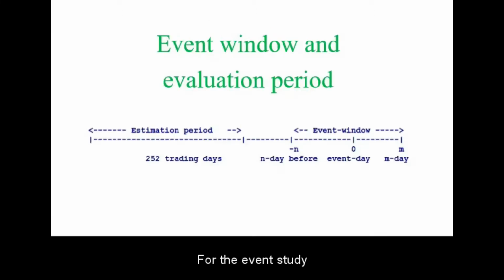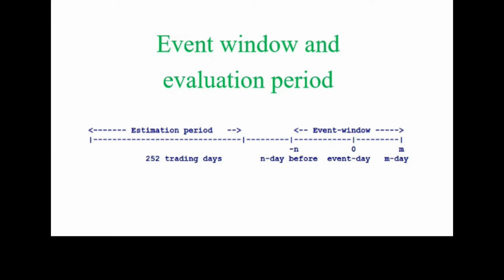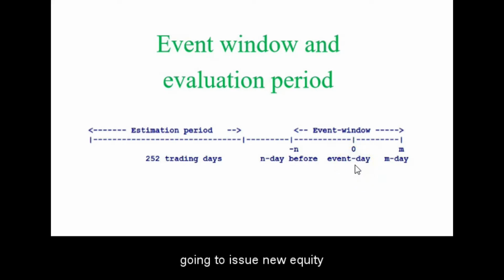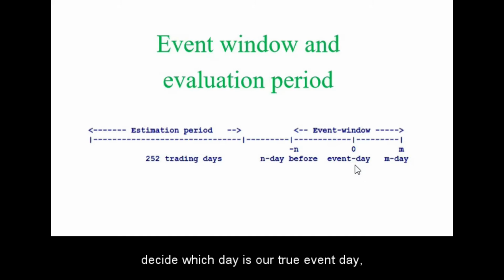For the event study, actually we have two periods. One is called the event window, another called the evaluation period. Look at this timeline. At time 0, so this 0 is called the event day. If the company make announcement they are going to issue new equity on specific date, so that is called the event date. However, sometimes even event day we cannot decide.